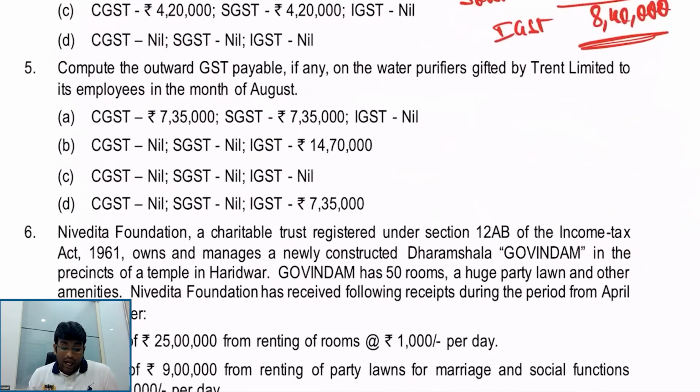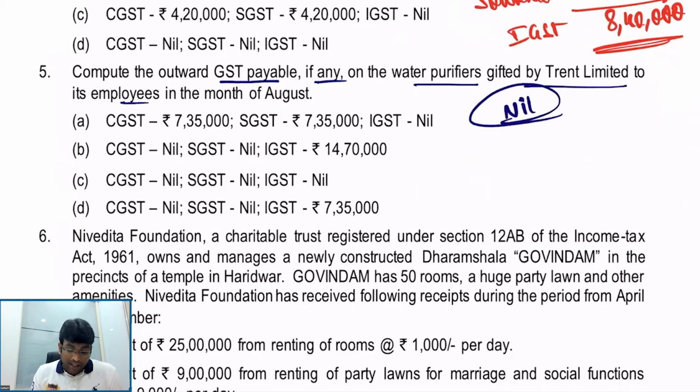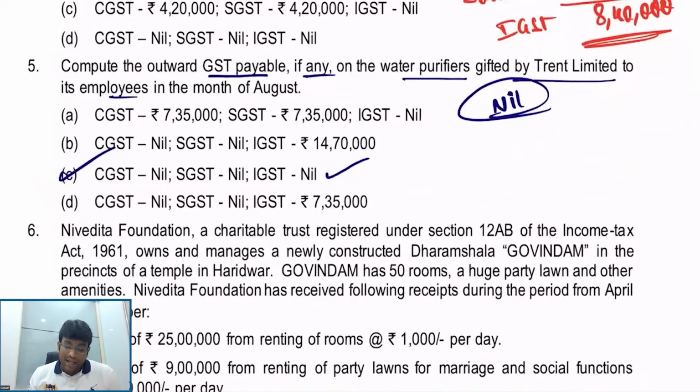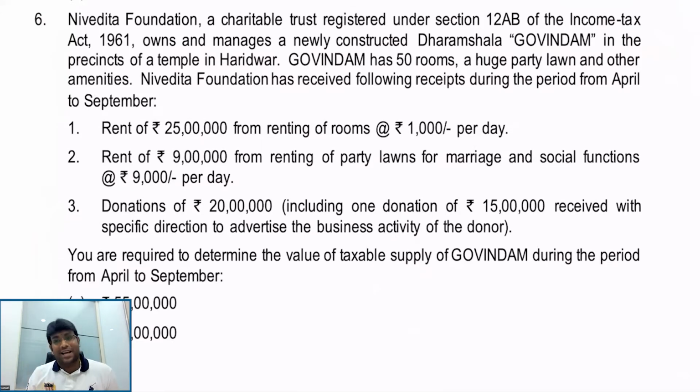Point number 5. Compute the outward GST payable, if any, on the water purifiers gifted by Trent to employees. Straight away answer is nil. So my answer is option C, my dear friends. Correct? No? Already know this, sir. I told you that it's nil for a simple reason, because the gift is not more than 50,000. Gifts by employer to employee not exceeding 50,000 is not taxable. Makes sense, right? Wonderful. That is the end of story for questions related to case study based MCQ.